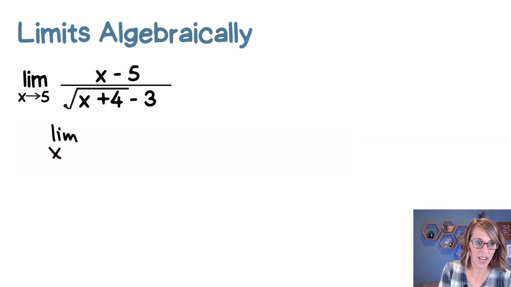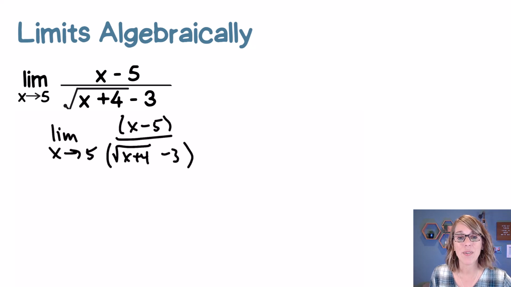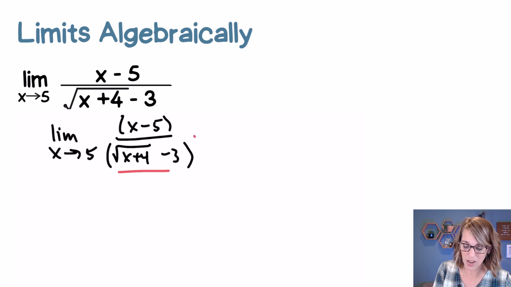So I'm going to take this limit. I've got x minus 5 in the numerator, and then the square root of x plus 4 minus 3 in the denominator. I want to multiply by the conjugate of that radical expression. So I'm going to change that radical expression so it has a plus in the middle, and I'm going to multiply this top and bottom. So I get the square root of x plus 4 plus 3.